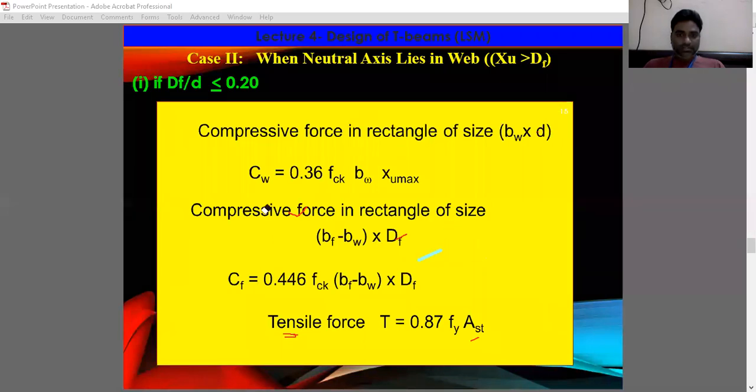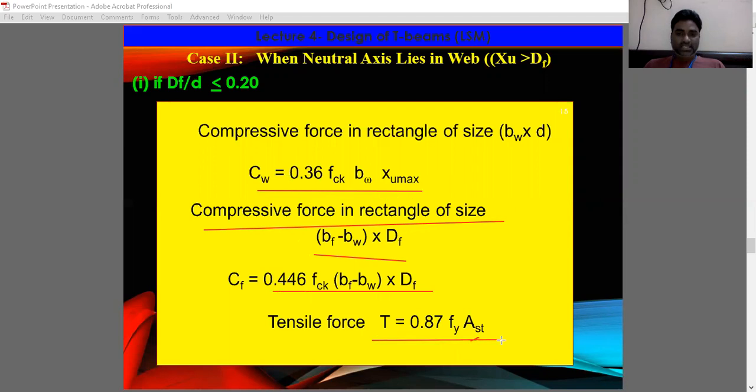So this is the compressive force taken by the web: 0.36 fck bw xu max. And the compressive force in the rectangle of size (bf minus bw) into df is 0.446 fck (bf minus bw) df, and this is the tension. You just equate all these things and you will get the xu, and you can calculate the moment of resistance.